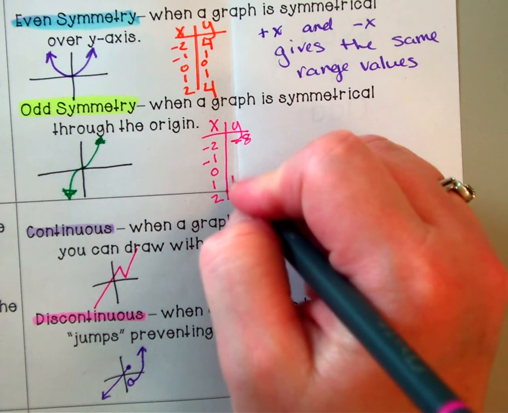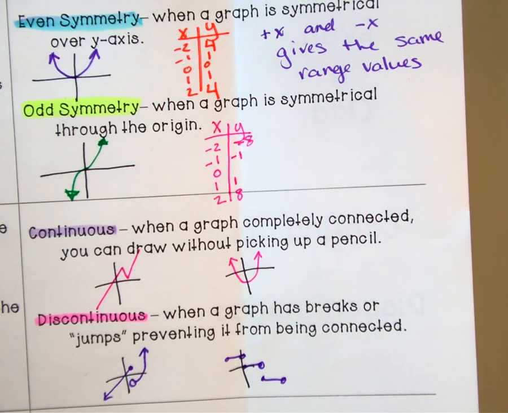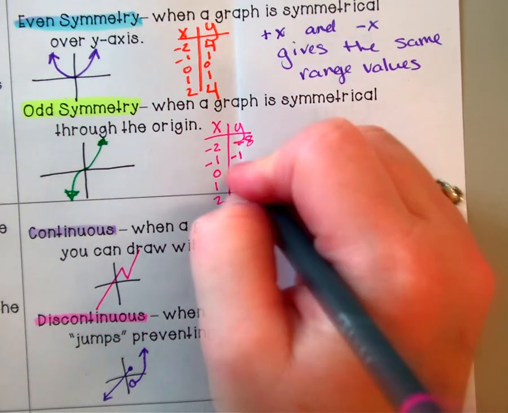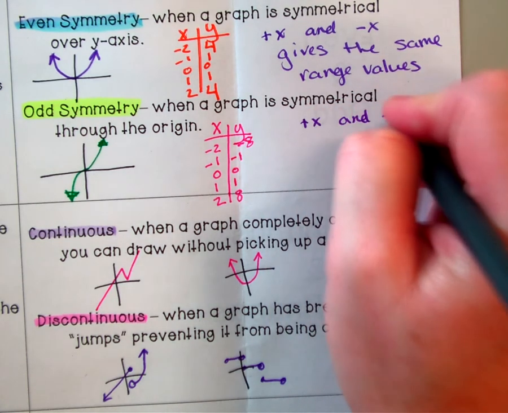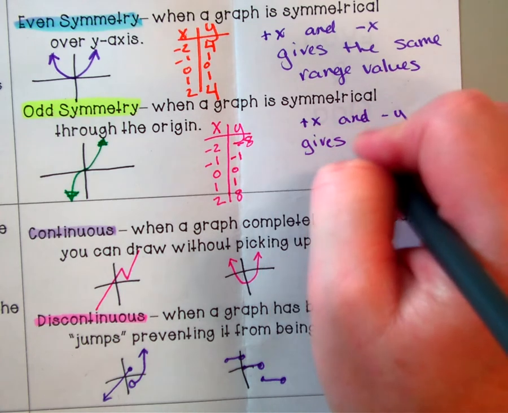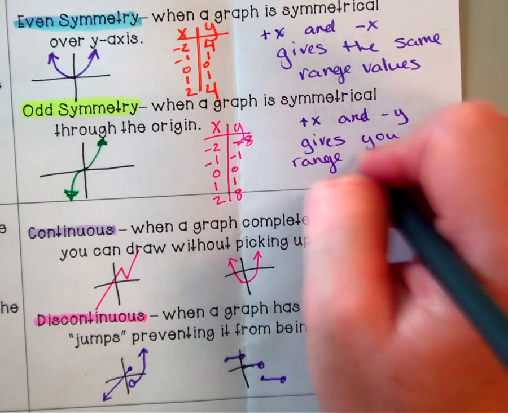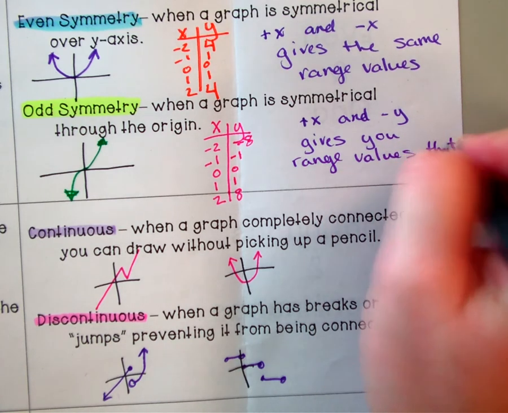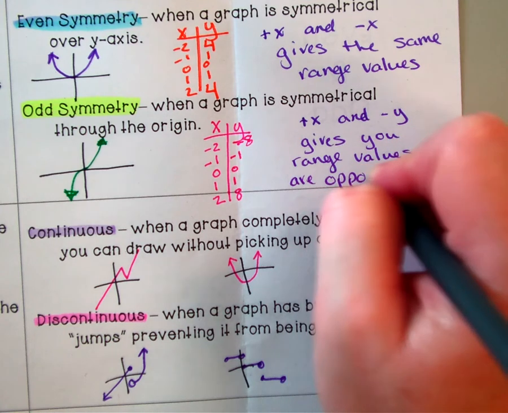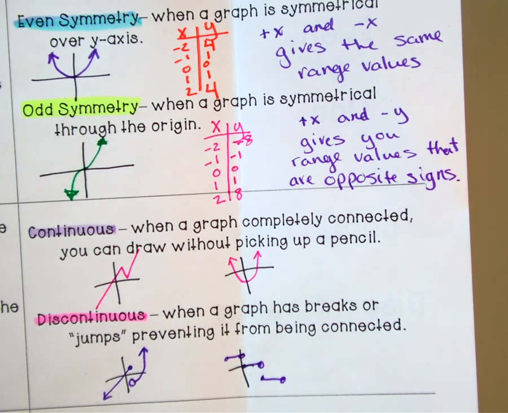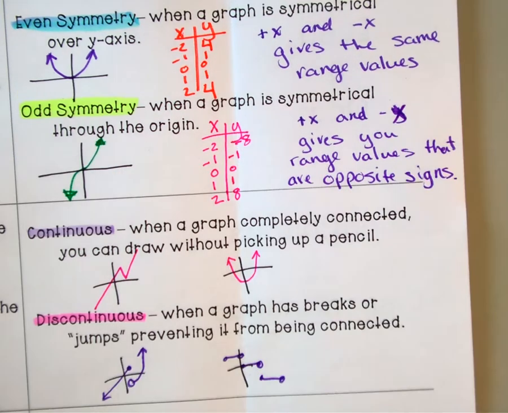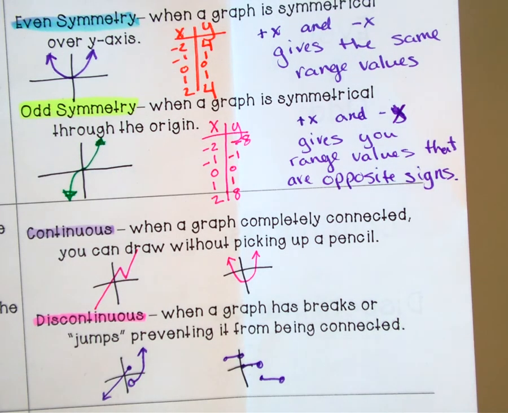We'll talk about that more later, but it just means that you switch the sign value. So one gives you a positive version, one gives you a negative version of that number. So positive x and negative x gives you range values that are opposite signs. So again, what that means is if positive x gives you a positive y, negative x would give you a negative y range value. If positive x gave you a negative y range value, then negative x would give you positive. So those signs are always opposites of each other.